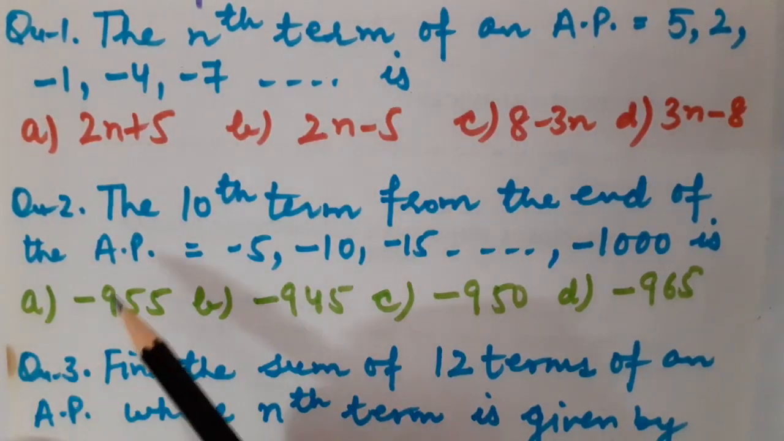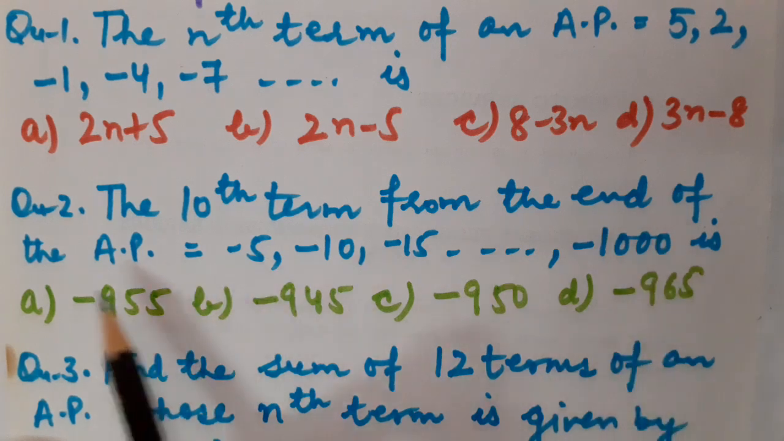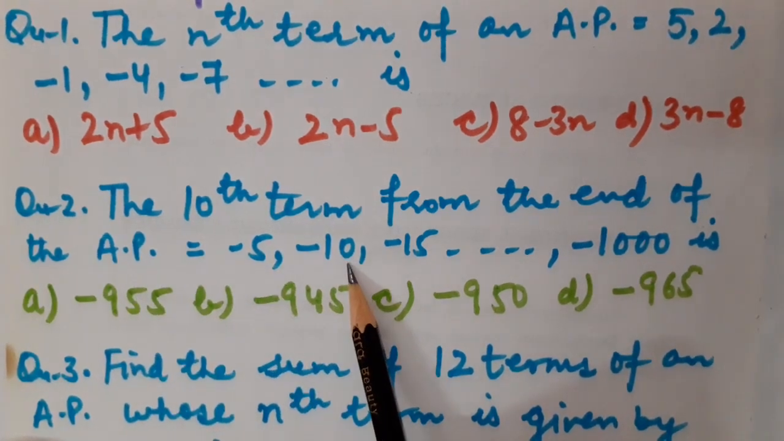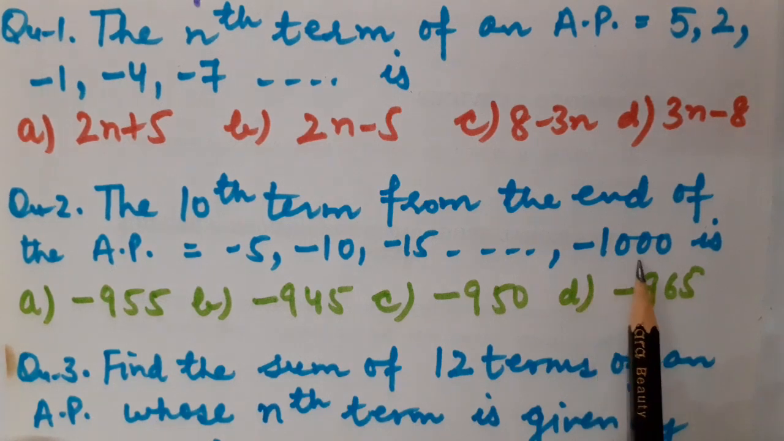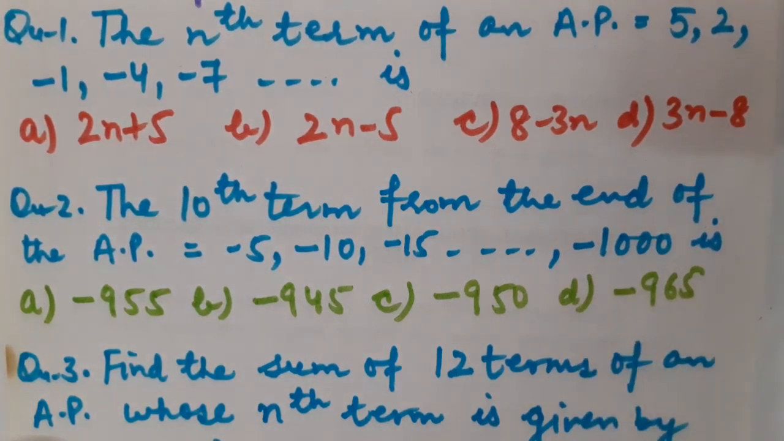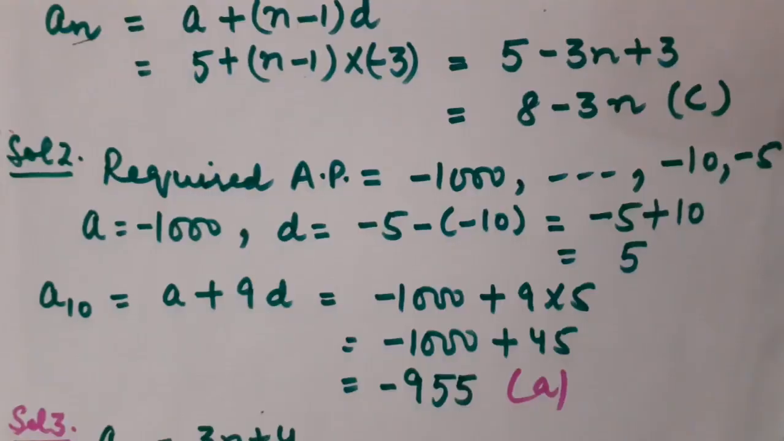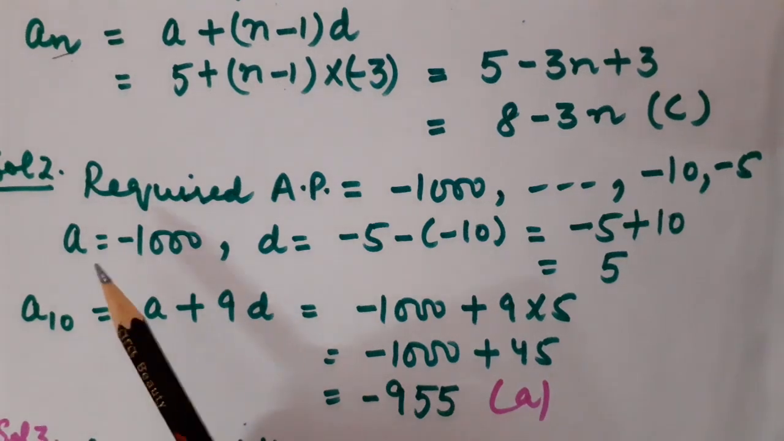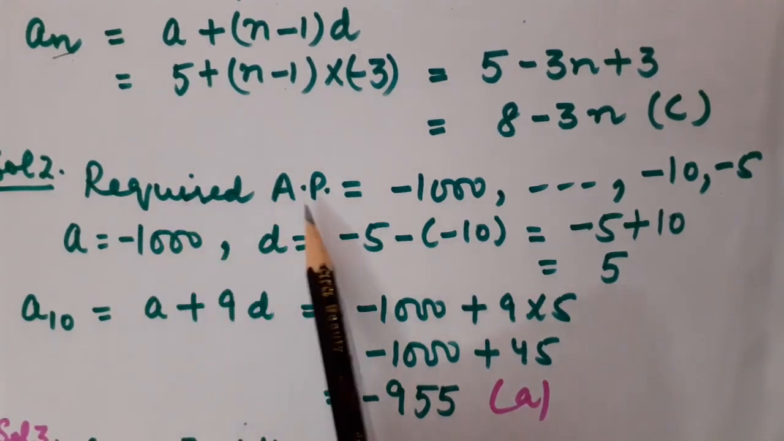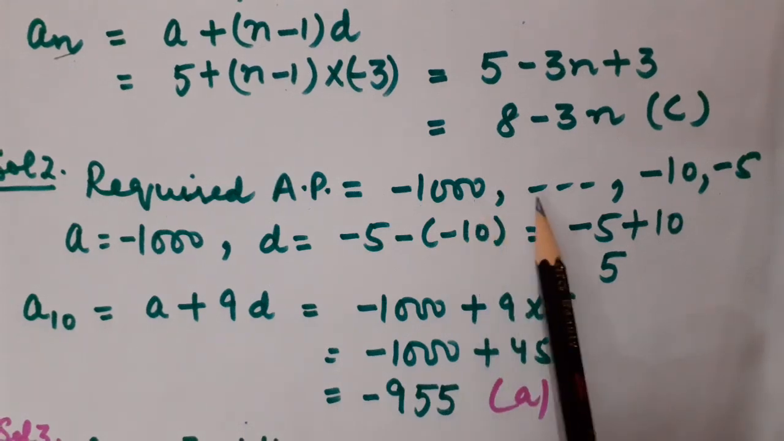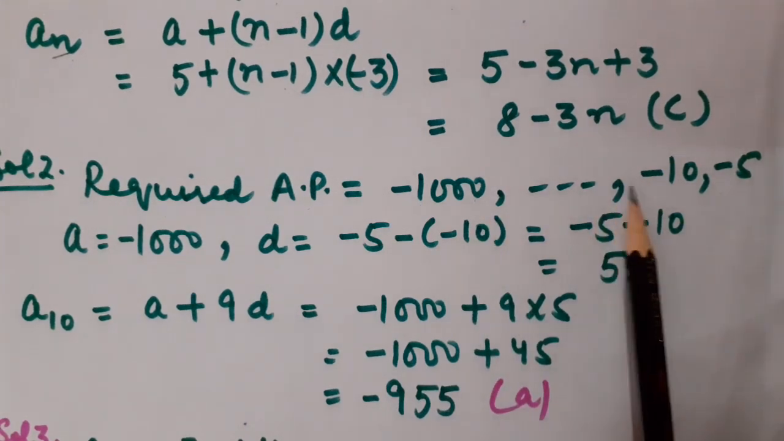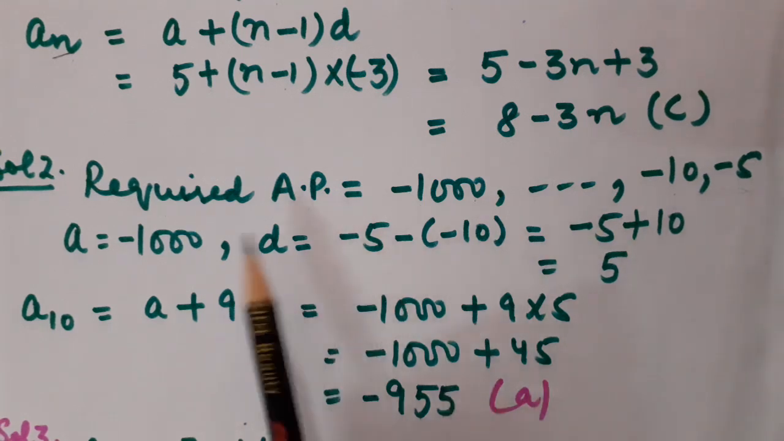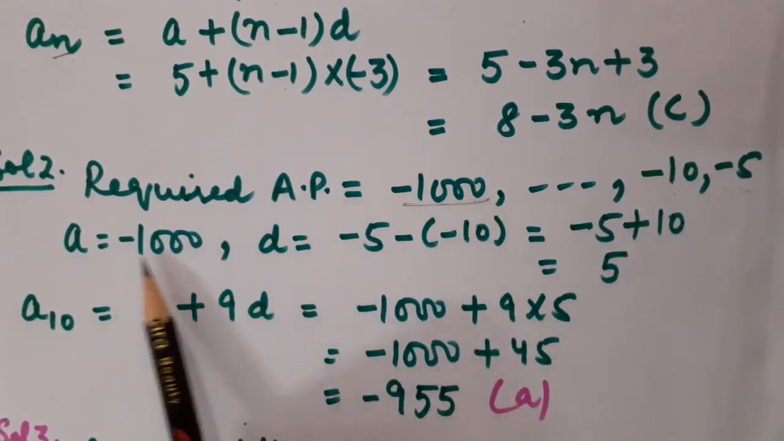Now question number 2 is the 10th term from the end of the AP minus 5, minus 10, minus 15 and so on up to minus 1000 is dash. So let us go for the solution of this question. So children, as we have to calculate the 10th term from the end, I told you that we have to write the AP in the reverse order. So what will be the required order for AP? The required AP is minus 1000 and so on, then minus 15, minus 10 and minus 5. Fine. So A will definitely be minus 1000.